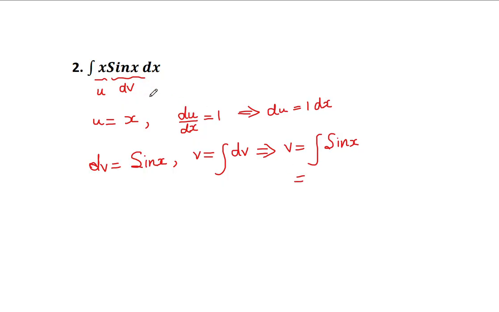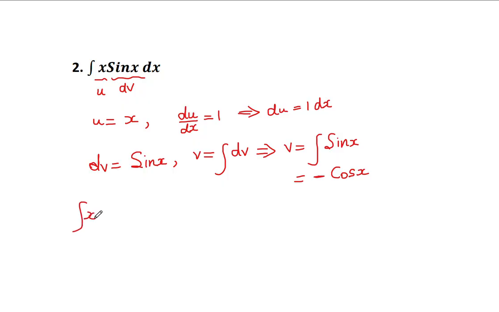Remember, we assigned dv as sine x. When we integrate sine x, we're going to get negative cosine x. Yes, we get negative cosine x here. That's the integral of sine x, negative cosine x. So now that I have u, du, dv, and v, we're now ready to integrate.